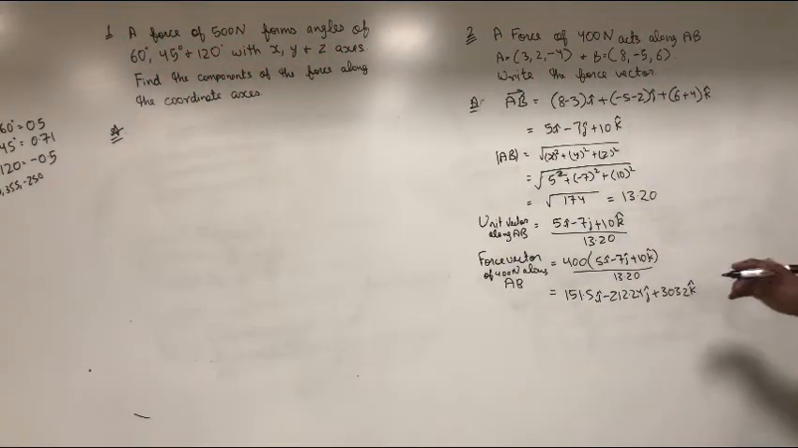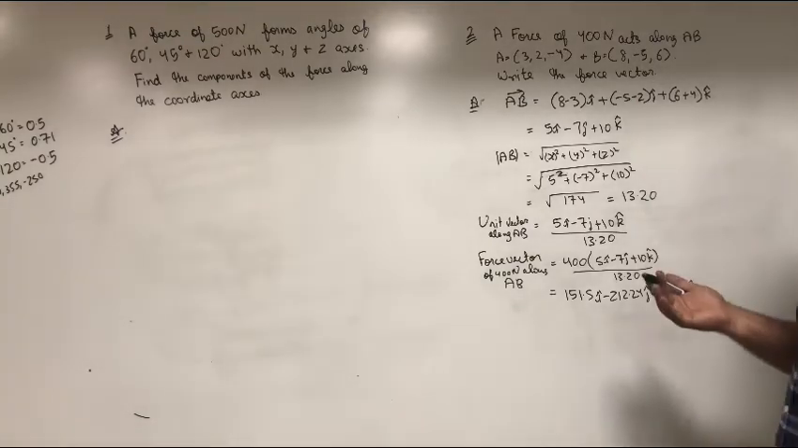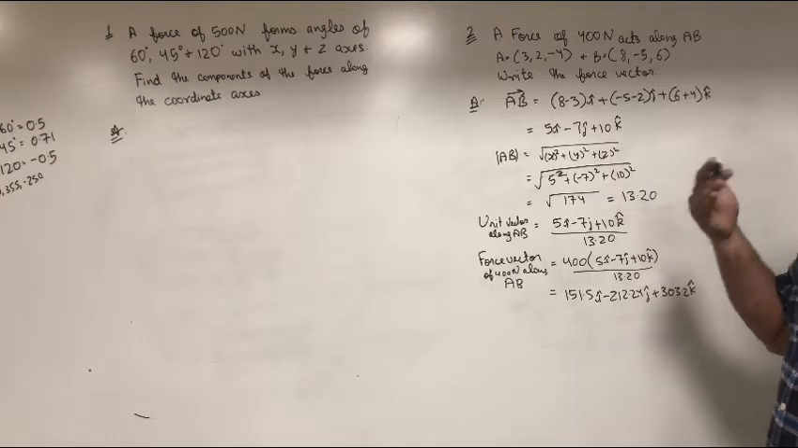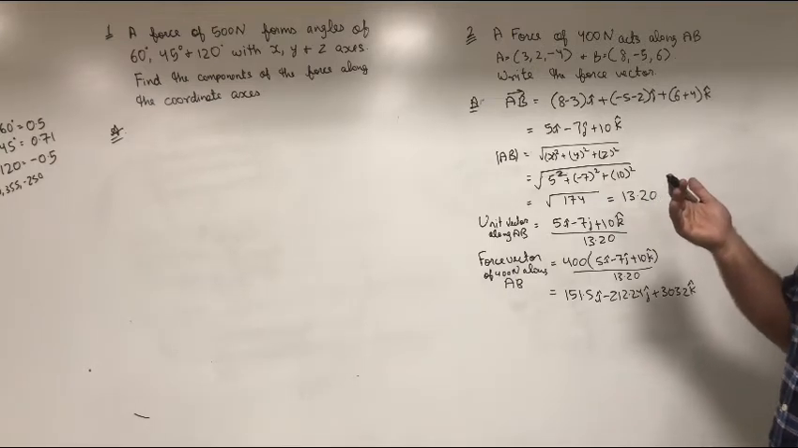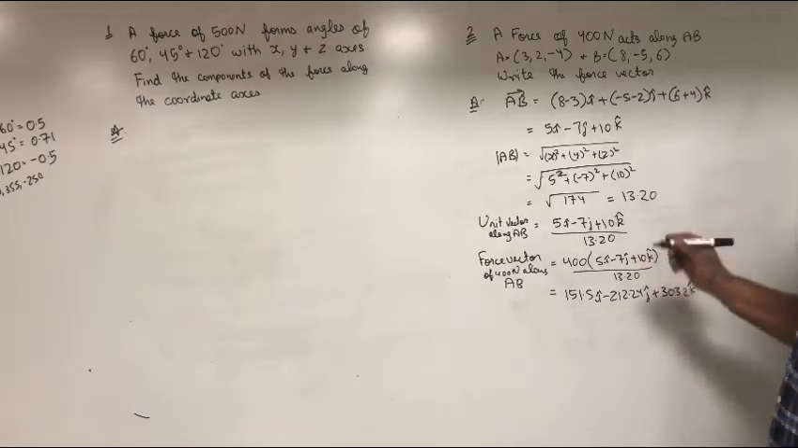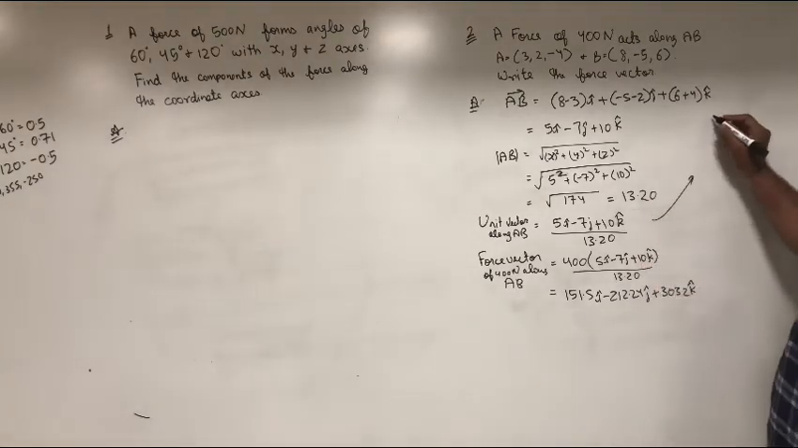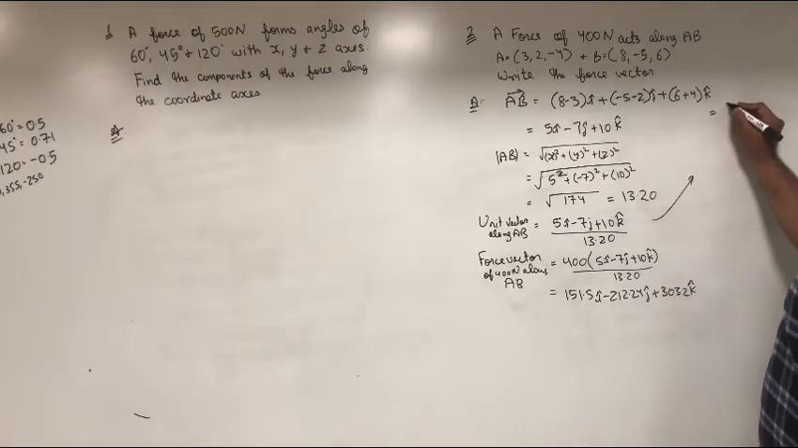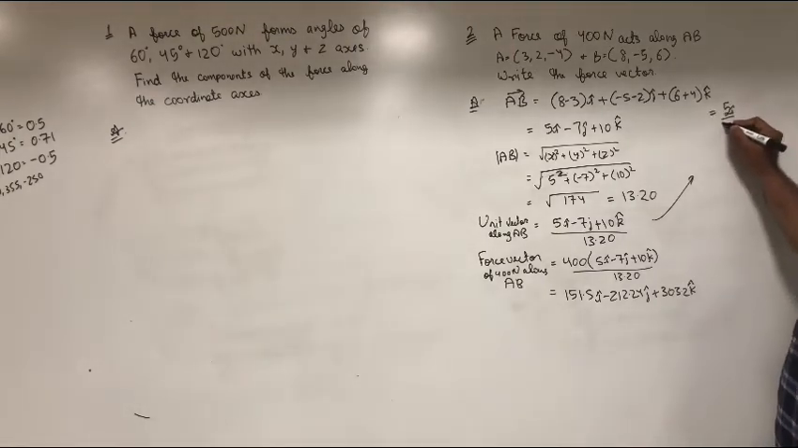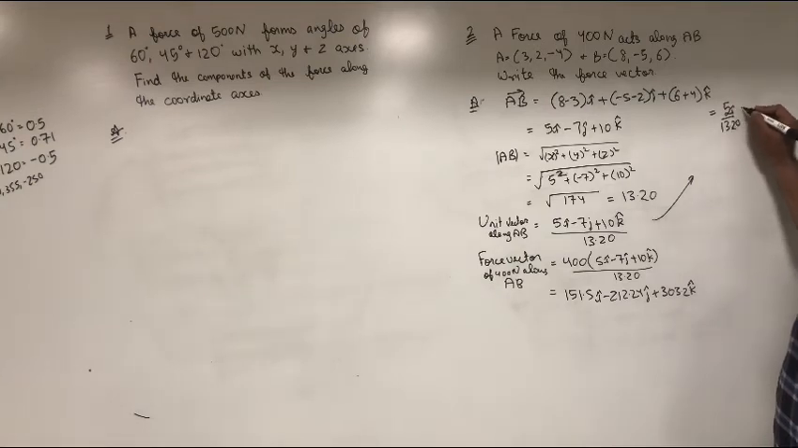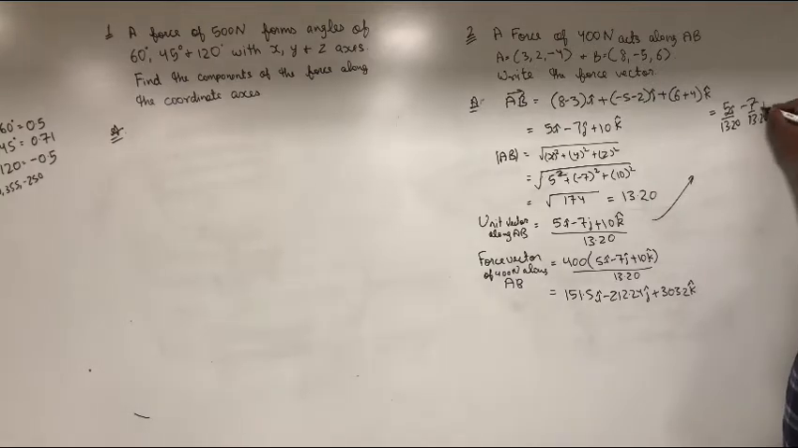So here one more thing is there. If in the question it is asked, find the angle which AB is making with the x, y and z axis, then till here it is the same. We'll find the unit vector and then we'll write the unit vector as 5i by 13.20 minus 7 by 13.20 j plus 10 divided by 13.20 k.